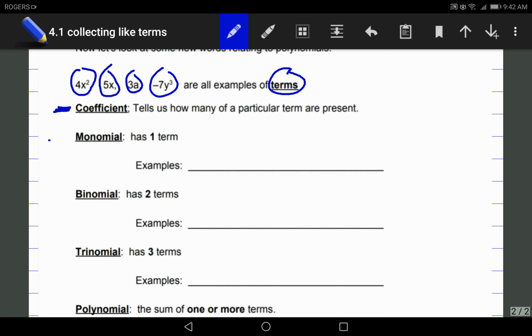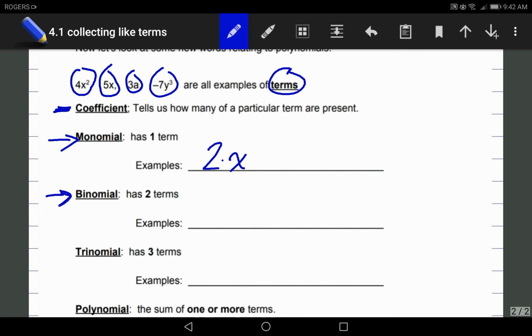You can have what's called a monomial. A monomial means you have one term. So an example is 2x, let's say. That's one term together. Even though there's two things there, because they're being multiplied together, like 2 times x, that is one term. What's a binomial then?